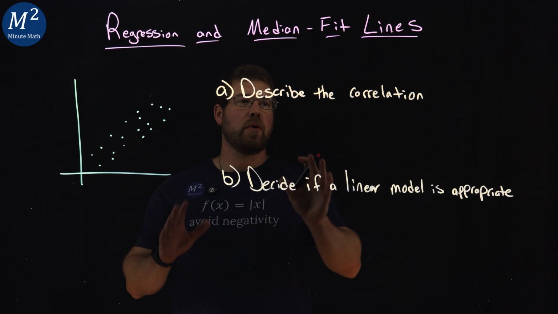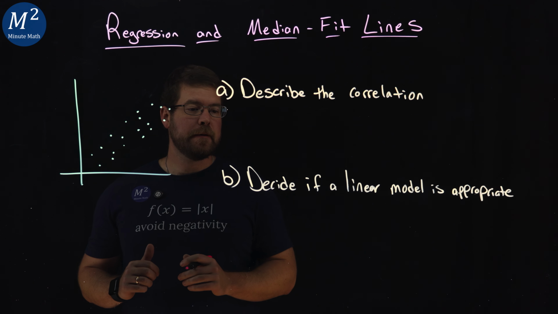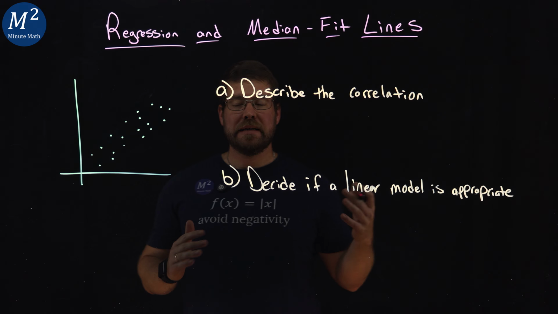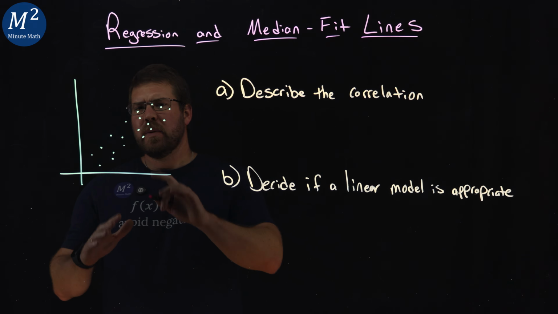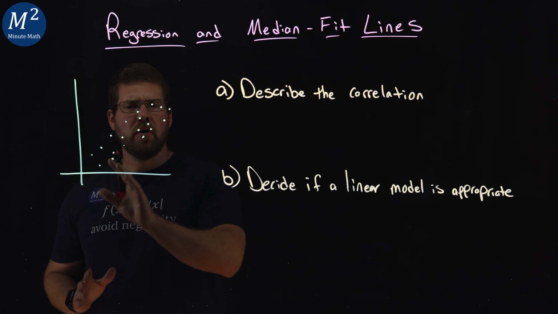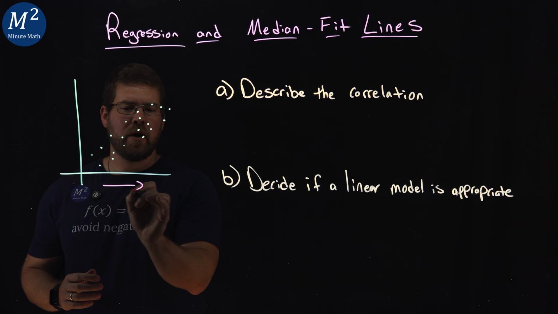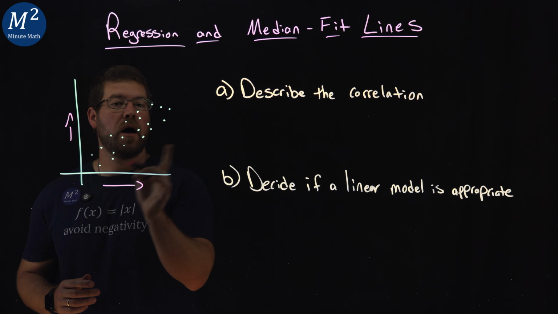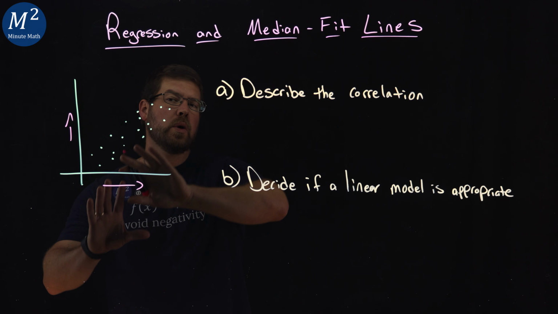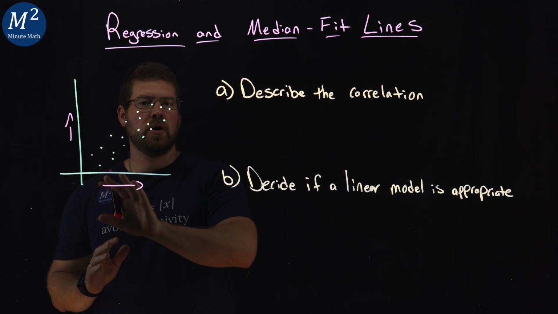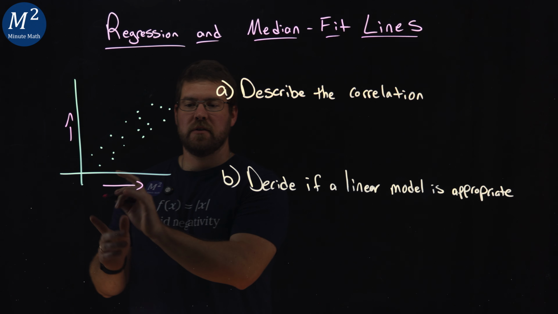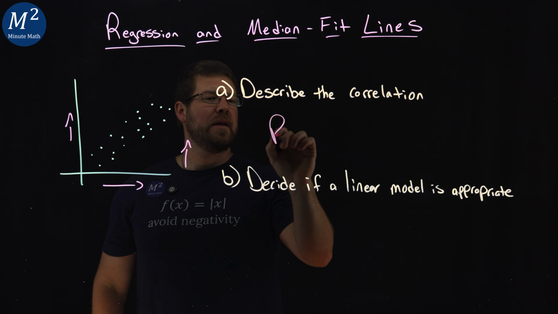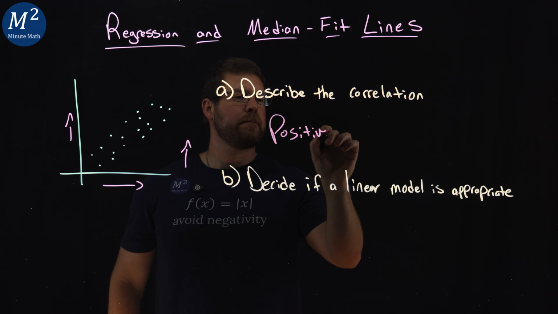We want to describe the correlation in our graph here and decide if a linear model is appropriate. So we have some points on a graph. If we notice the points as we're going to the right, they are also going up, right? So this correlation that we're seeing here looks like a positive correlation. As we go to the right, we're going up. It's a positive correlation.